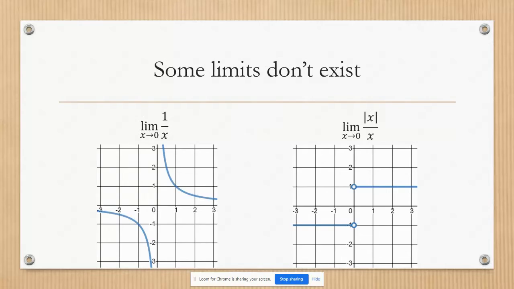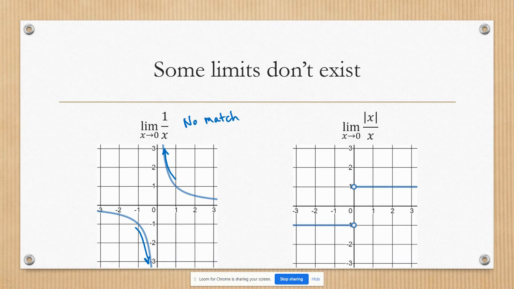Some of the limits that we talk about in this class just don't exist. So as x gets closer and closer to 0 of 1 over x, if x is bigger than 0, then it looks like my limit would be positive infinity. If x is less than 0, it looks like my limit would be negative infinity. Since those don't match, this would be no match, does not exist.